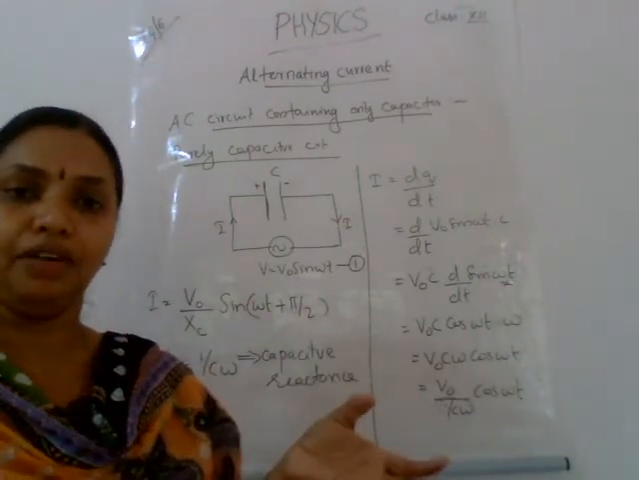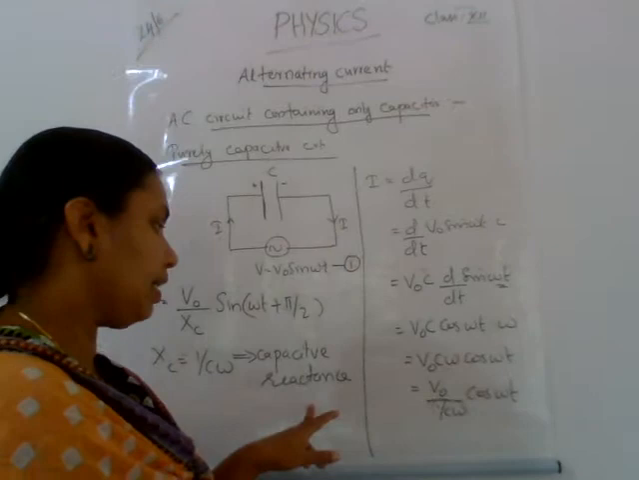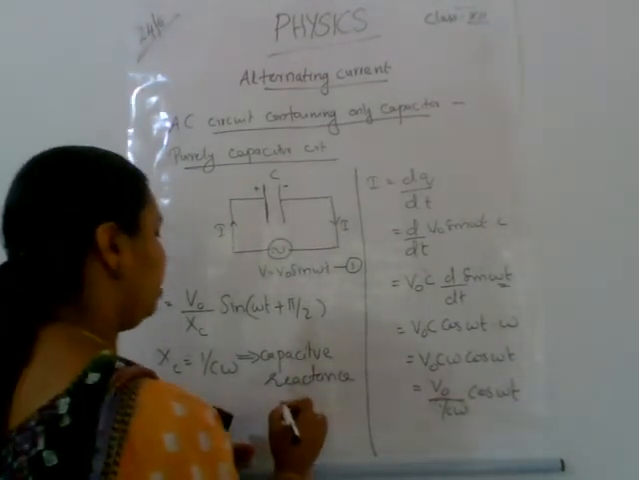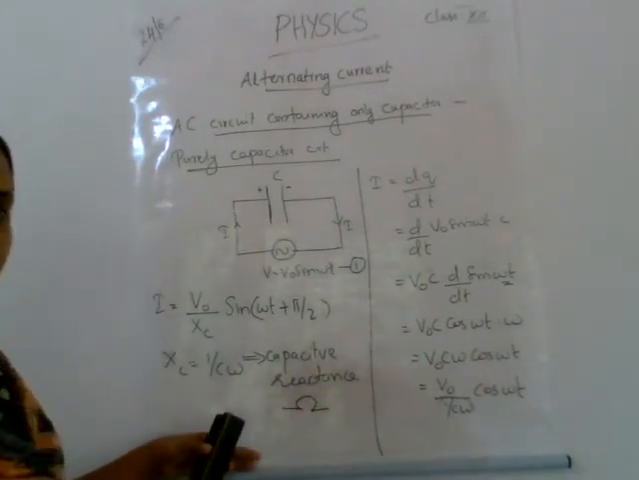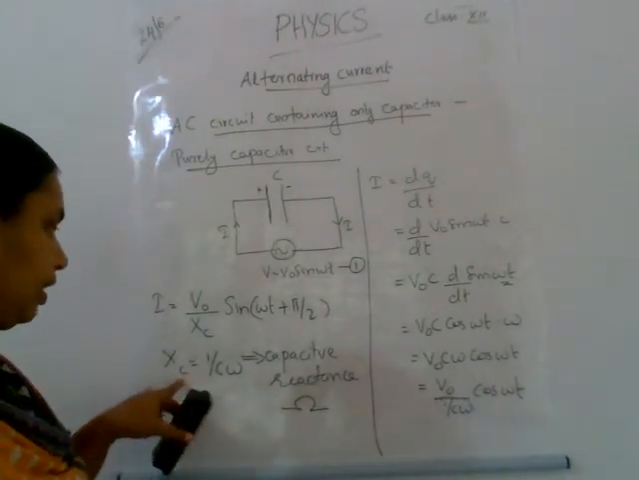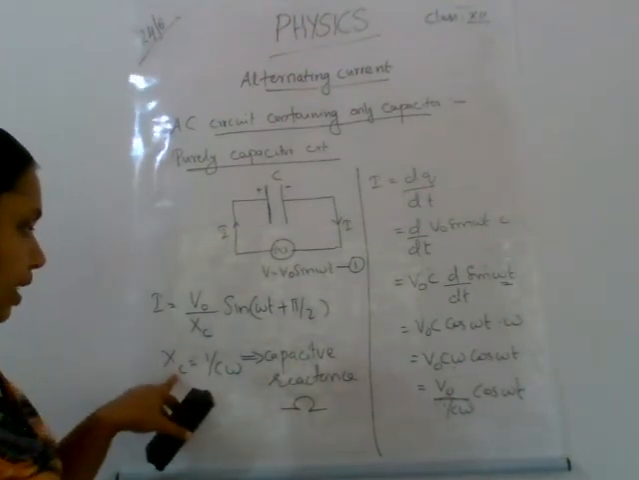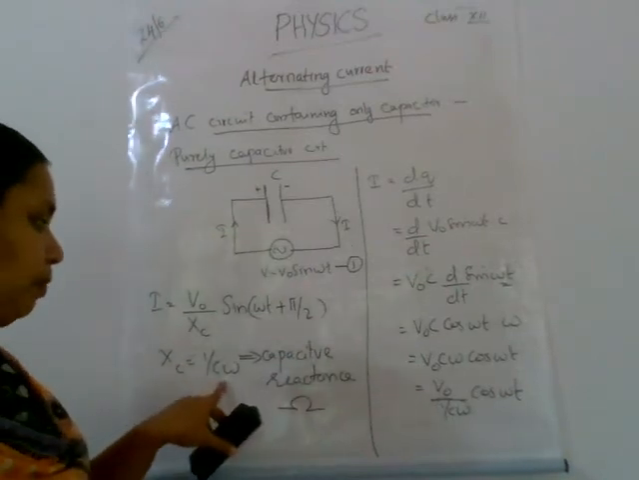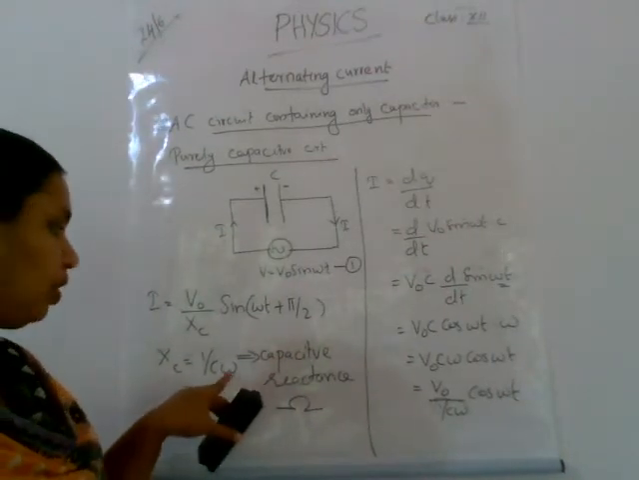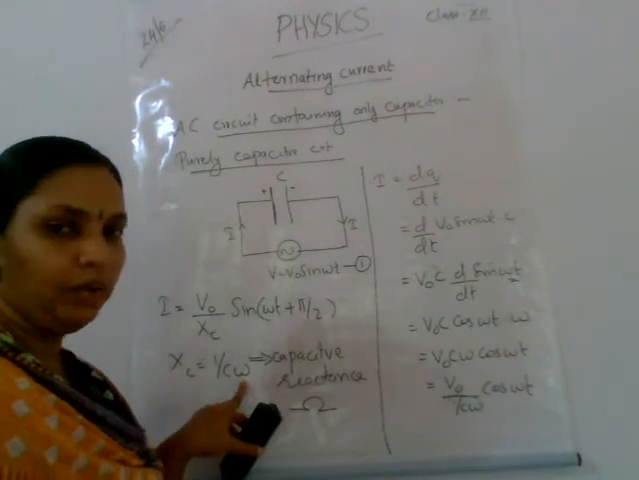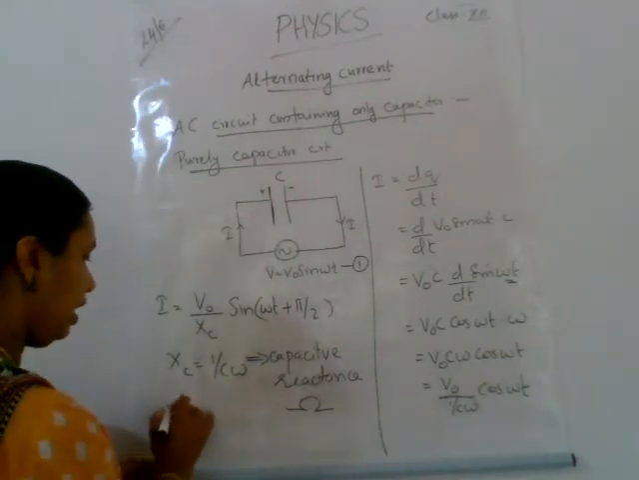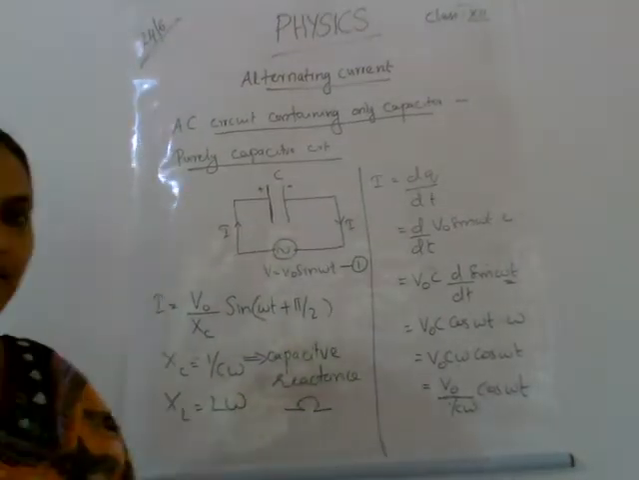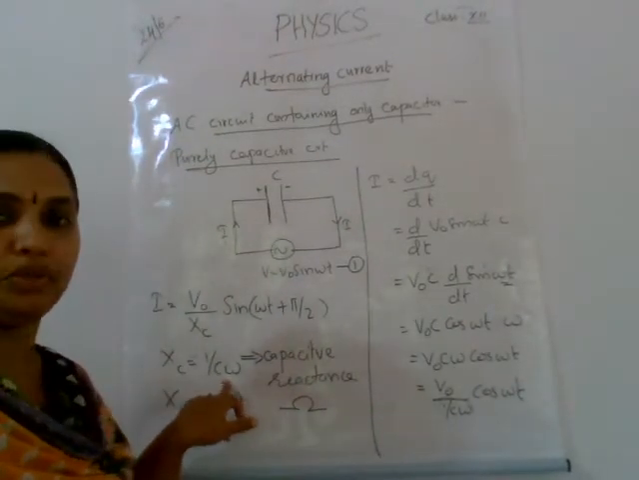If it is inductor, we are calling it inductive reactance, and for capacitor, it is known as capacitive reactance, and here also the unit is ohm. So the unit is ohm. You can see that the capacitive reactance is inversely related to what? Capacitance and angular frequency. In the other case, what was it? XL is equal to L omega. It is directly proportional, and here it is inversely proportional.